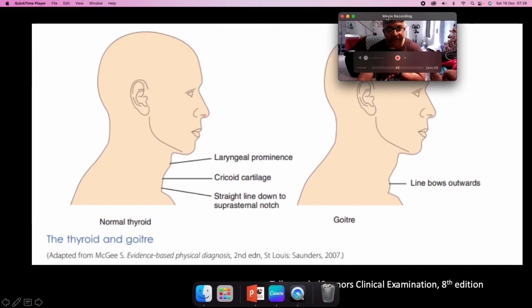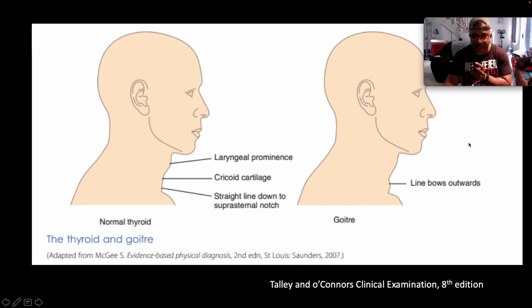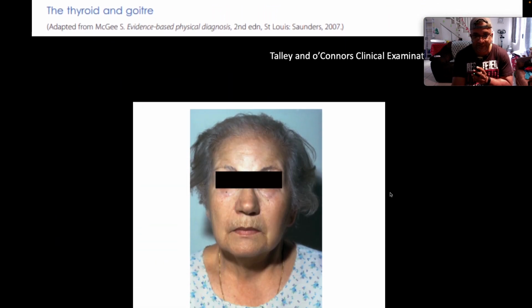You may have a goiter and you may have bradycardia when assessing the pulse, right? So this is just showing us the thyroid and goiter. So a normal thyroid, so you have a laryngeal prominence, which is the Adam's apple. You got the cricoid cartilage, and you got a straight line down to the suprasternal notch. Look, nice straight line. In a patient who has goiter, this line, which is between the cricoid cartilage and the suprasternal notch, bows outwards, and that means you probably have a goiter.